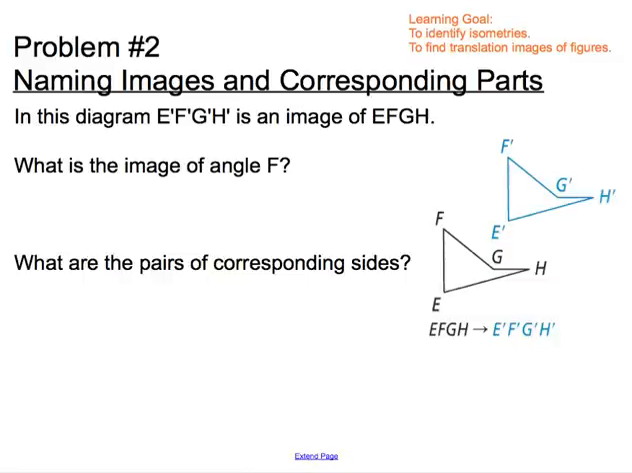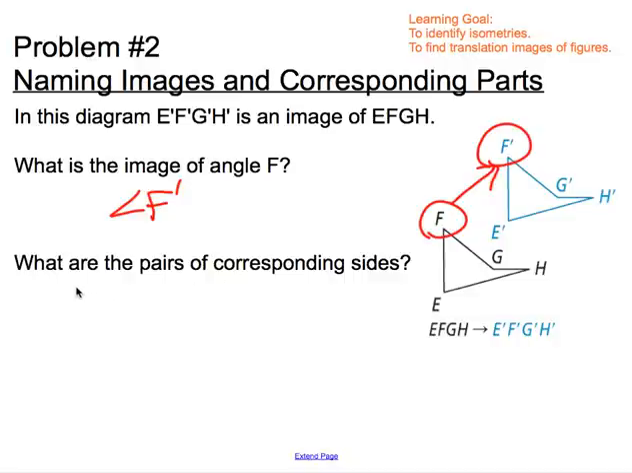So problem 2 asks us to name the images and corresponding parts. We have a diagram here where E prime, F prime, G prime, H prime is an image of EFGH. So two quadrilaterals here. And we're asked, what is the image of angle F? You can see here, this is our pre-image, F, and its image is going to be the same location. And so the image of angle F is going to be angle F prime.